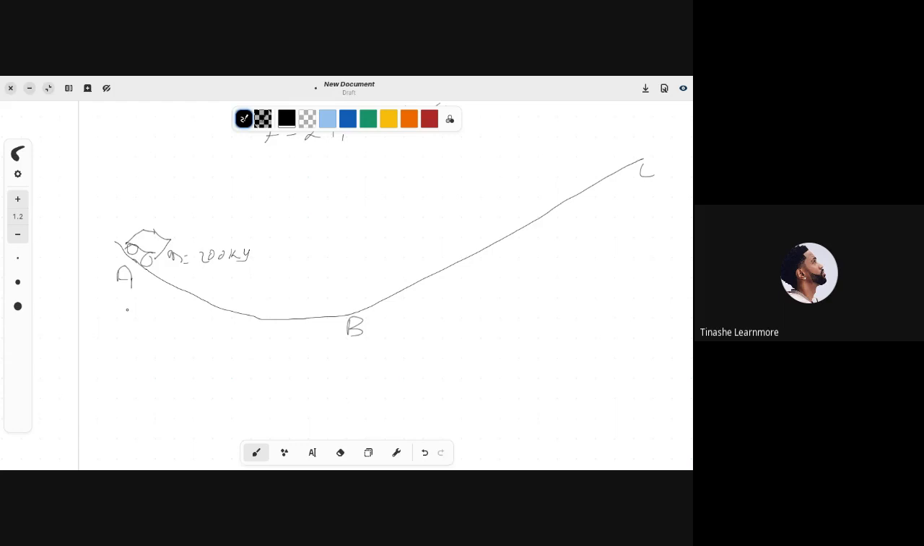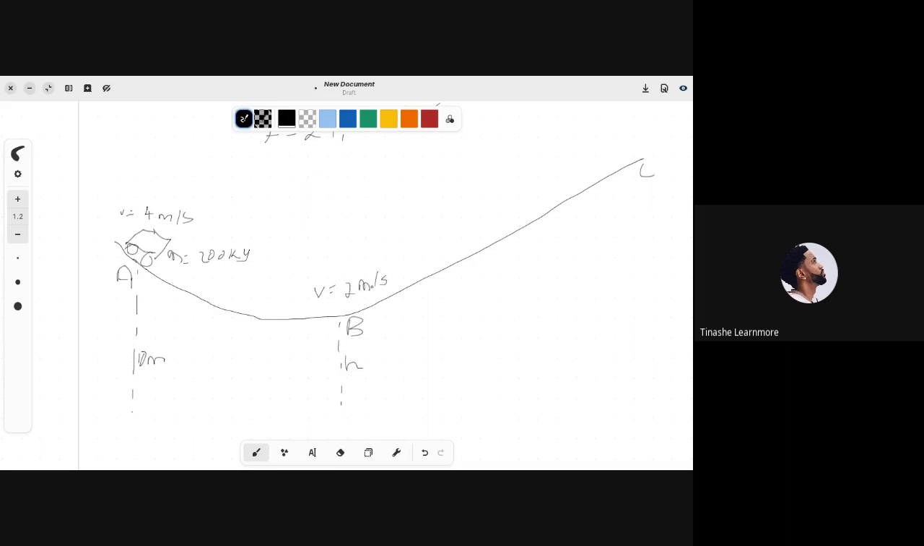So the whole rail is a rough surface. A is 10 meters above the ground. The speed of the roller coaster at A is 4 meters per second. At B, which is H meters above the ground, this is unknown, the speed is 2 meters per second.